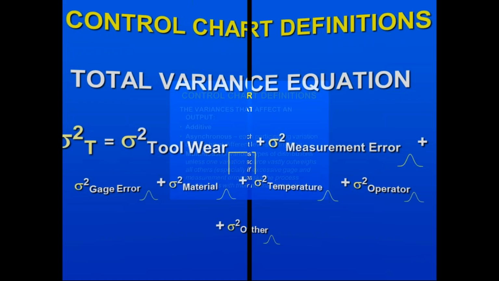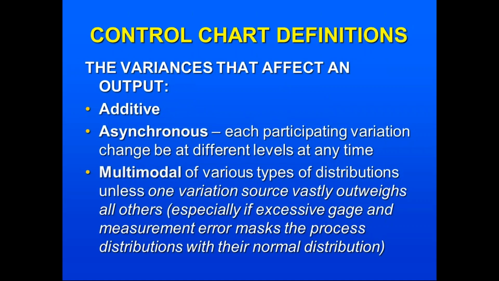The variances that can affect your output can be additive, they can be asynchronous, that is, each participating variation can be at different levels at any time. Or they can be multimodal, such that various types of distributions, unless one variation source vastly outweighs all others, especially if excessive gauge and measurement error masks the process distributions with their normal distribution. And that's often what we see. People think they see a distribution that is normal, whereas what we're really seeing is the measurement error masking the underlying process distribution.